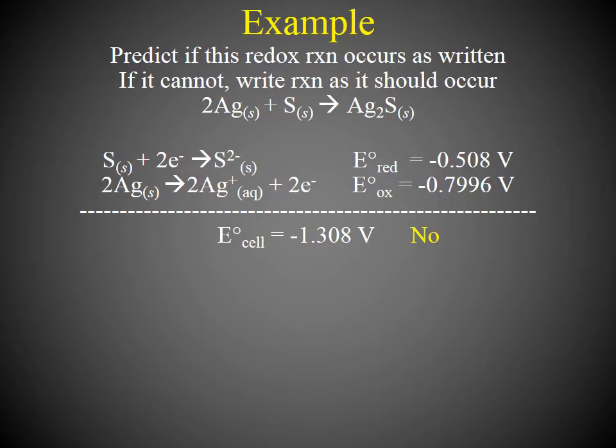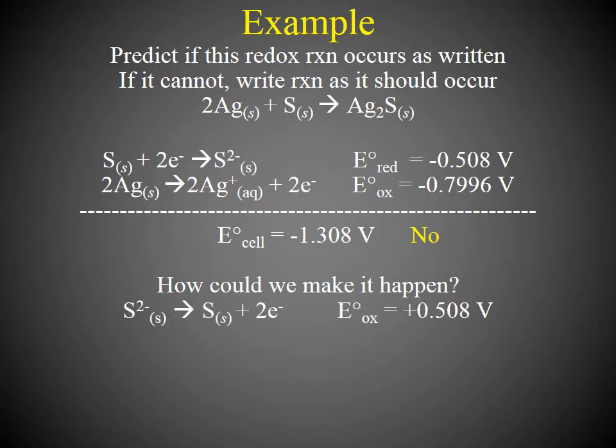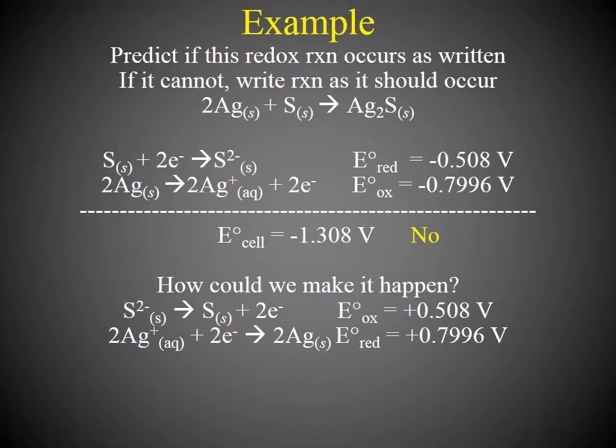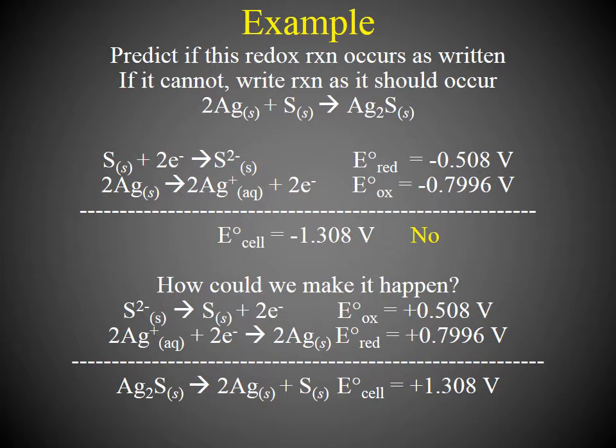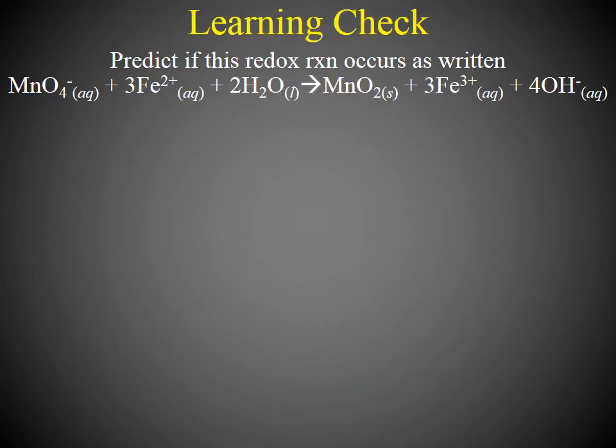So, how should it be written so that it does occur? Well, obviously in the opposite sense, with the sulfide ion being oxidized and the silver ion being reduced. Now we add up both reactions and come up with the cell voltage value, which is positive, which says this is the way the reaction will go. See if you can determine whether this reaction will occur as written. Pause the presentation, go to the tables, get the information you need, calculate it, and come back.